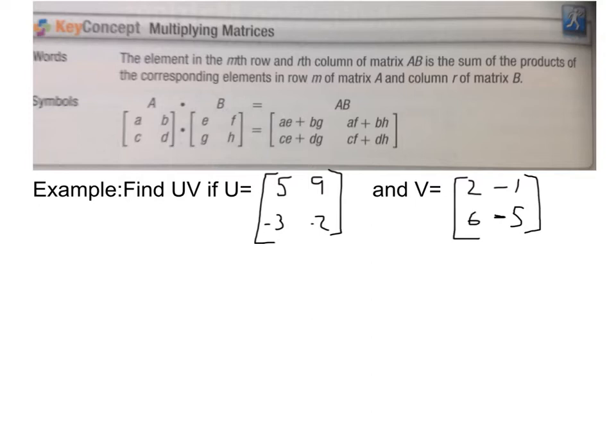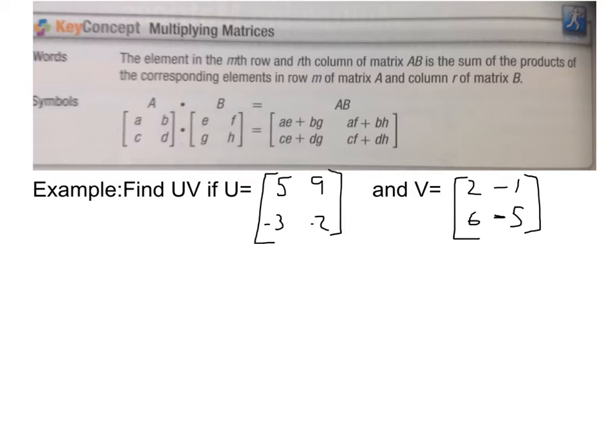If you take a look at this example, here's a 2 by 2 matrix times a 2 by 2 matrix, so it's going to give you a 2 by 2. If you're trying to get the first row, first column, you take the first row times the first column, so A times E plus B times G. Give this one a shot. See if you can figure out what the resulting matrix of U times V would look like. Hit pause.